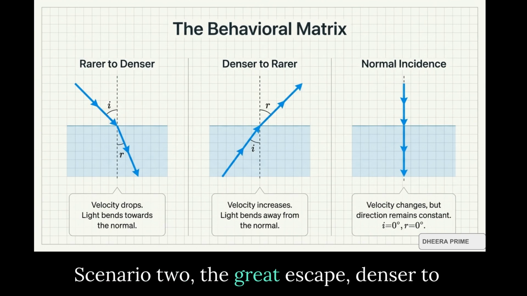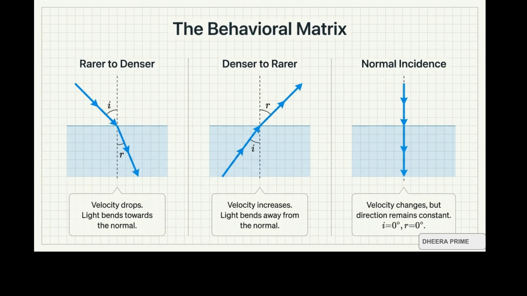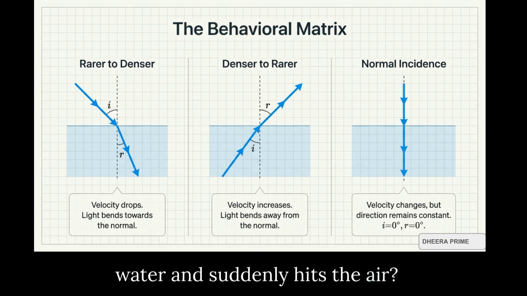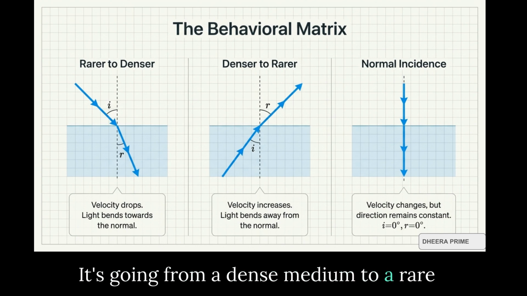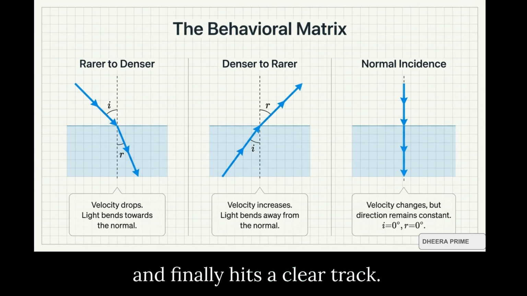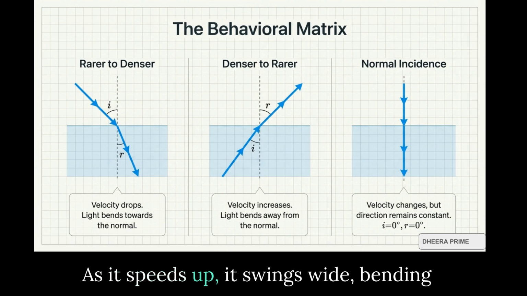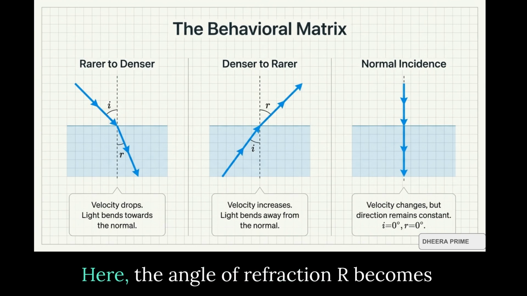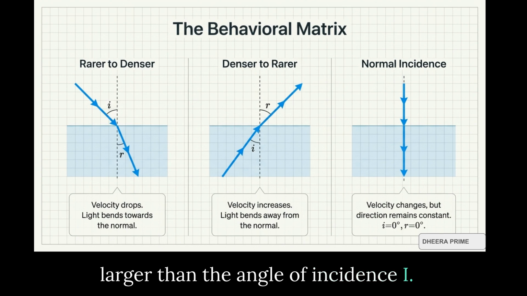Scenario 2. The great escape. Denser to rarer. Now, what if light is traveling through water and suddenly hits the air? It's going from a dense medium to a rare one. The reaction. It's like light just finished a difficult race and finally hits a clear track. Its velocity increases. The direction. As it speeds up, it swings wide, bending away from the normal. The math. Here, the angle of refraction R becomes larger than the angle of incidence I.